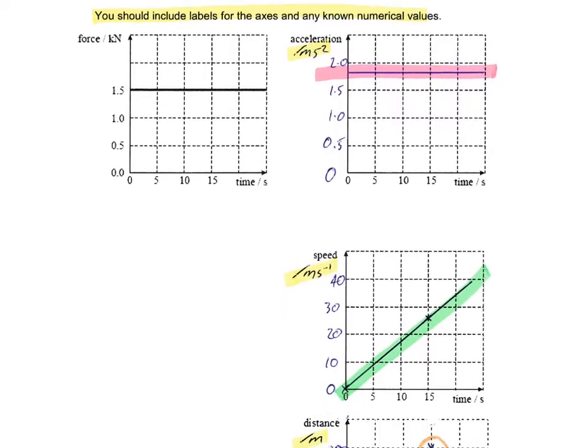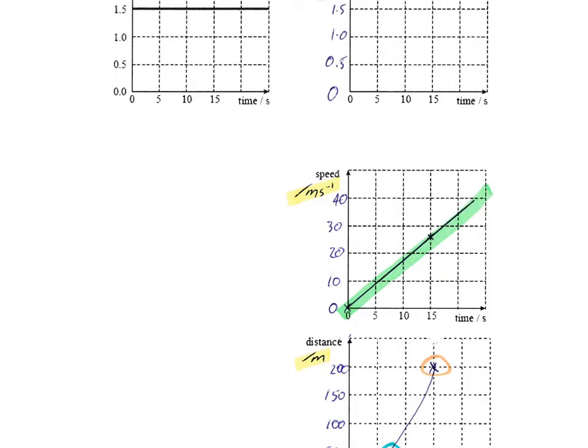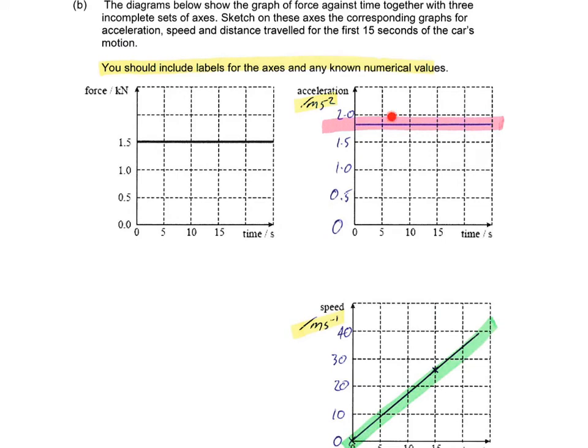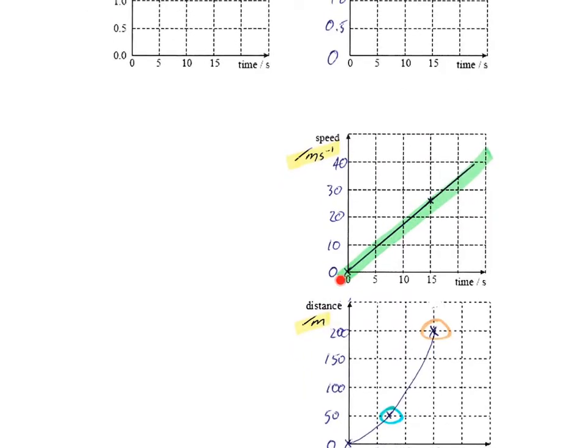If the acceleration is constant, that means that the speed against time graph must have a constant gradient. In other words, it must be a straight line. I know it starts off at 0 velocity. I know that after 15 seconds it's 26. It must be a straight line through the origin because the gradient is constant, because the acceleration is constant, and therefore I've got a line doing exactly that, going through those points we knew.